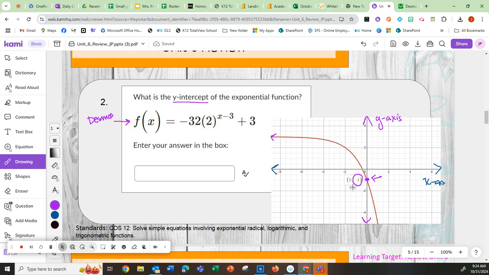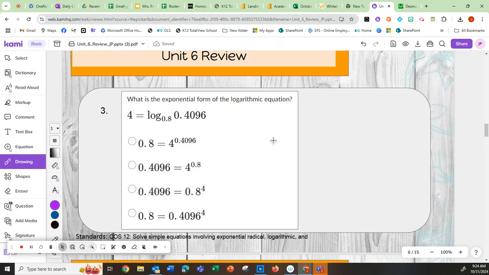So you don't want an ordered pair. You don't want to type in an ordered pair if the problem doesn't say use an ordered pair. So you'll just type in the number where the graph crosses the y-axis. I know that's a little bit confusing.